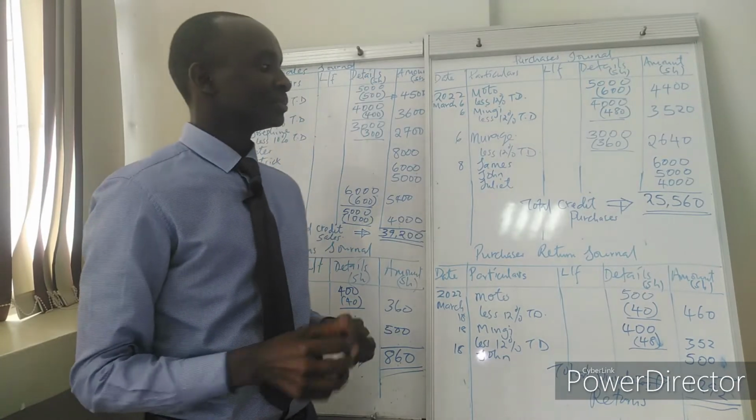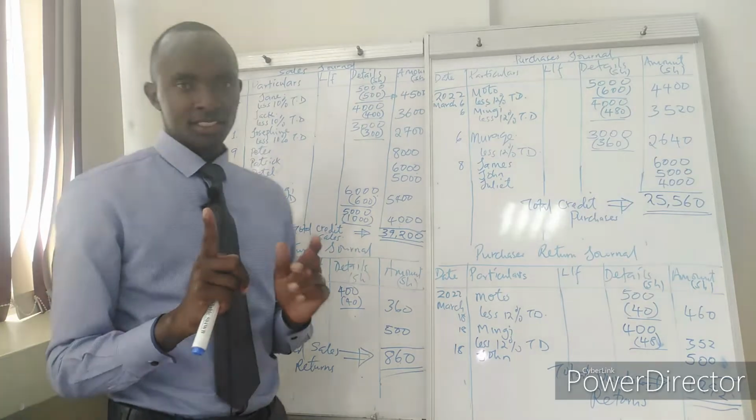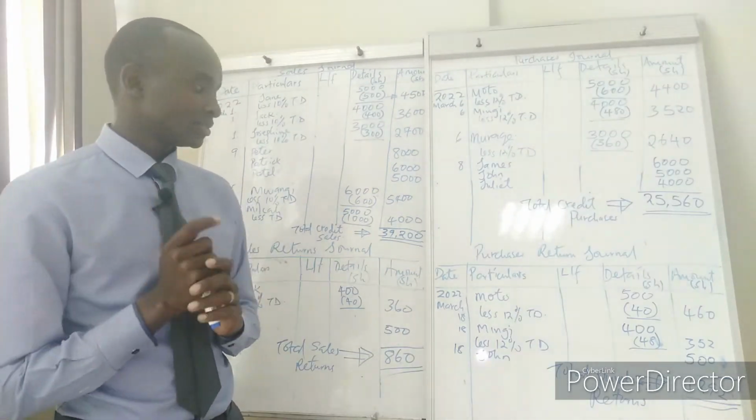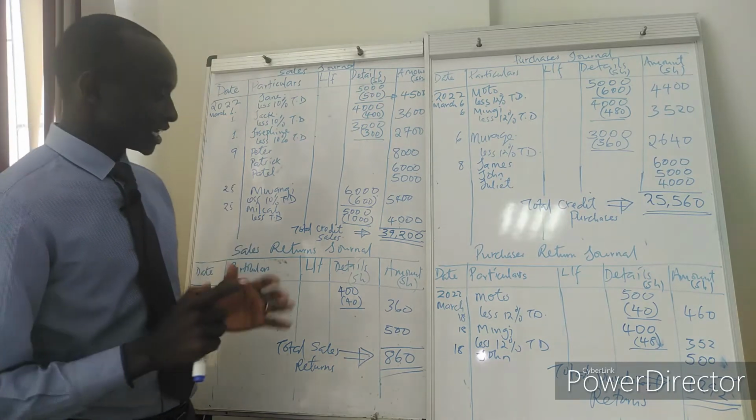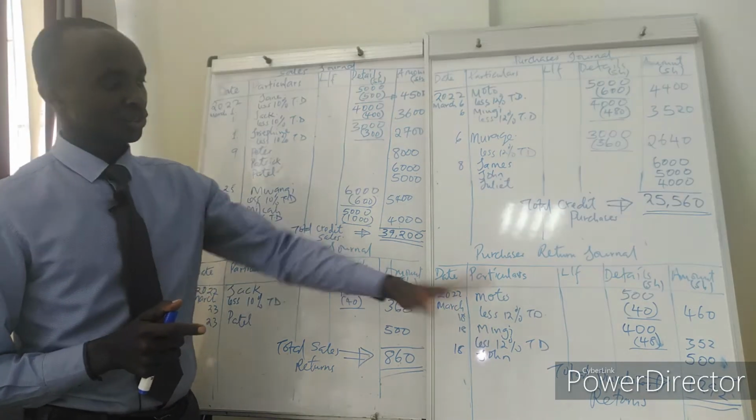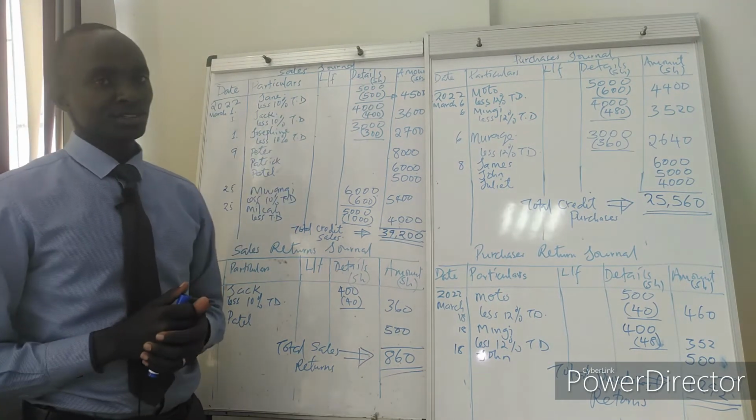So you can see how simple preparation of the journals is. There is one part that maybe I should tell you, and I left this one intentionally so that I can tell you at the end of showing you how to enter these figures. There is this column of ledger folio.